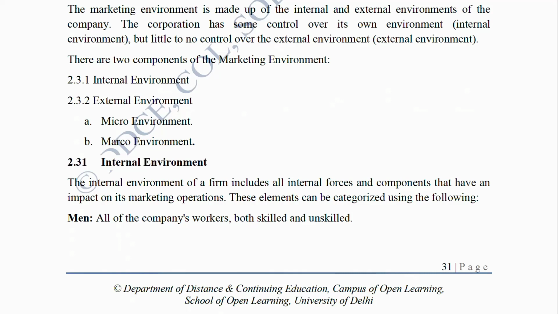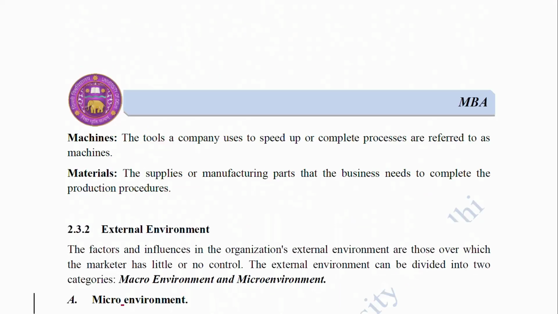2.3.1 Internal environment. The internal environment of a firm includes all the internal forces and components that have an impact on its marketing operations. These elements can be categorized using the following. Men. All of the company's workers, both skilled and unskilled. Machines. The tools a company uses to speed up or complete processes are referred to as machines. Materials. The supplies or manufacturing parts that the business needs to complete the production procedures.